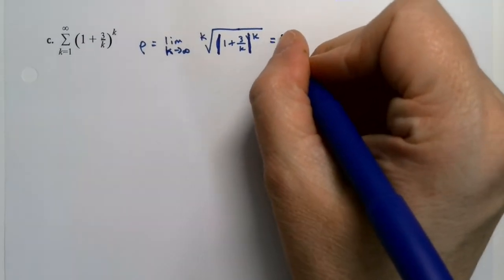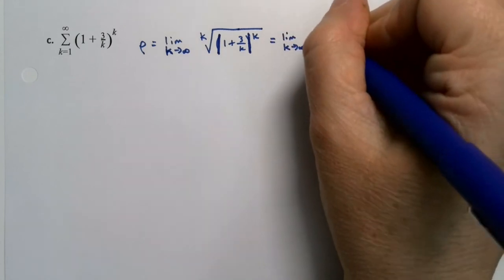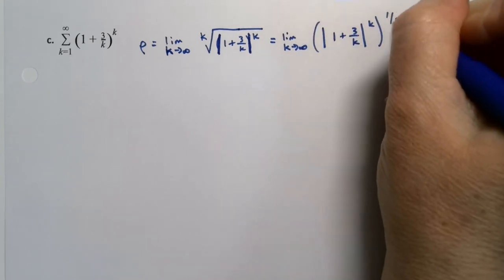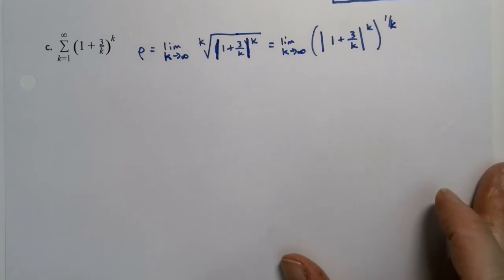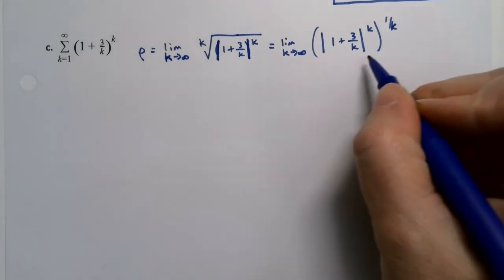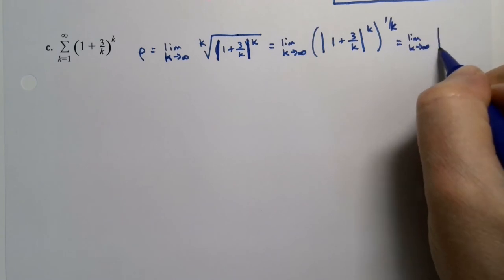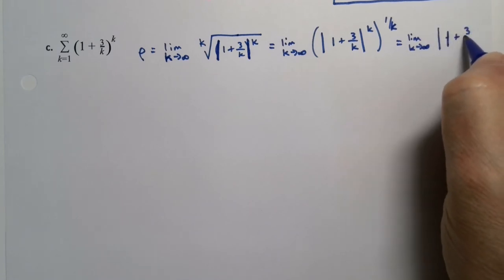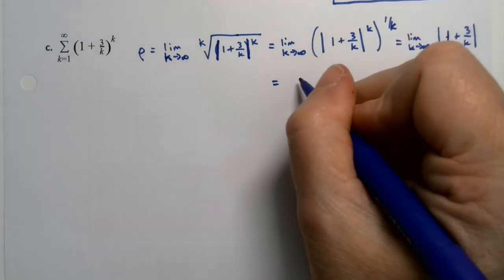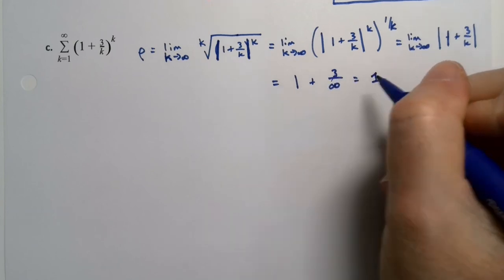Okay, but that's the limit as k goes to infinity of absolute value of (1 plus 3 over k) to the k, all to the 1 over k. And the k and 1 over k part will go away. So that'll leave us the limit as k goes to infinity of the absolute value of 1 plus 3 over k. But that's 1 plus 3 over infinity, which is 0 for this part, so that would be 1.